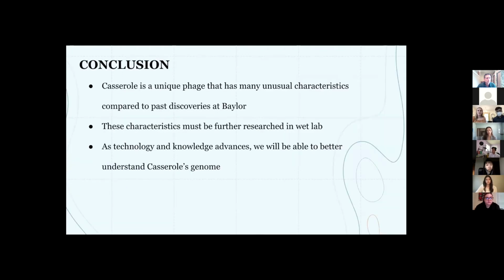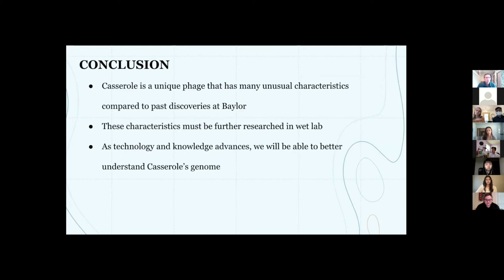Phage Casserole is such a unique phage with so many different unique characteristics, and it is nothing like the other phages that have been found at Baylor University. We are very, very excited to explore this further this semester and next semester. Some of the things that we plan to do is to understand why genes 2 and 3 and 58 and 59 are so similar to each other. This is a characteristic that we have not seen in any other genome within a phage.